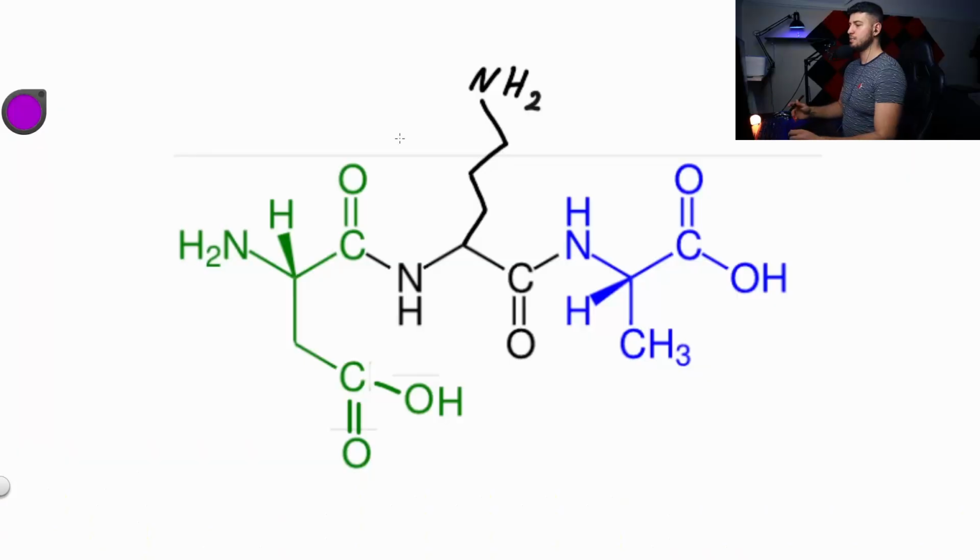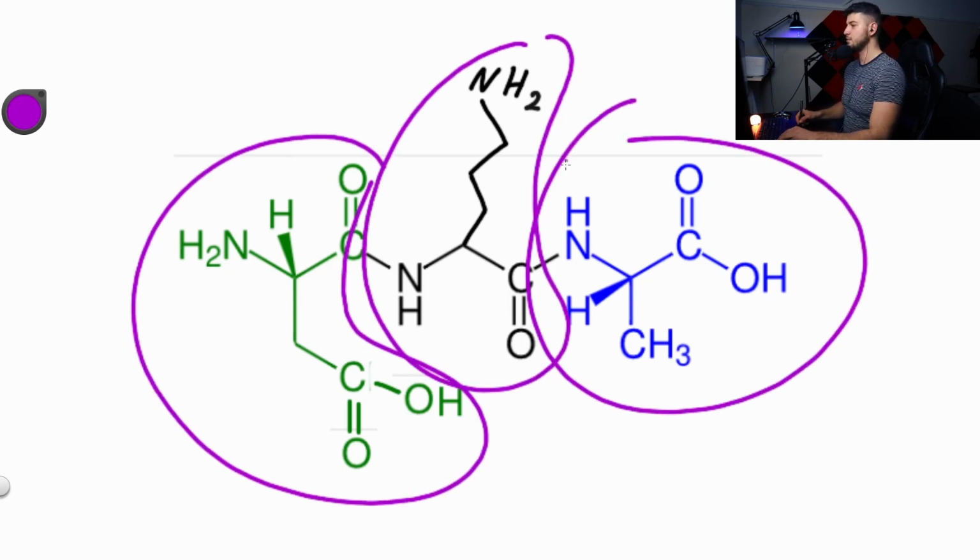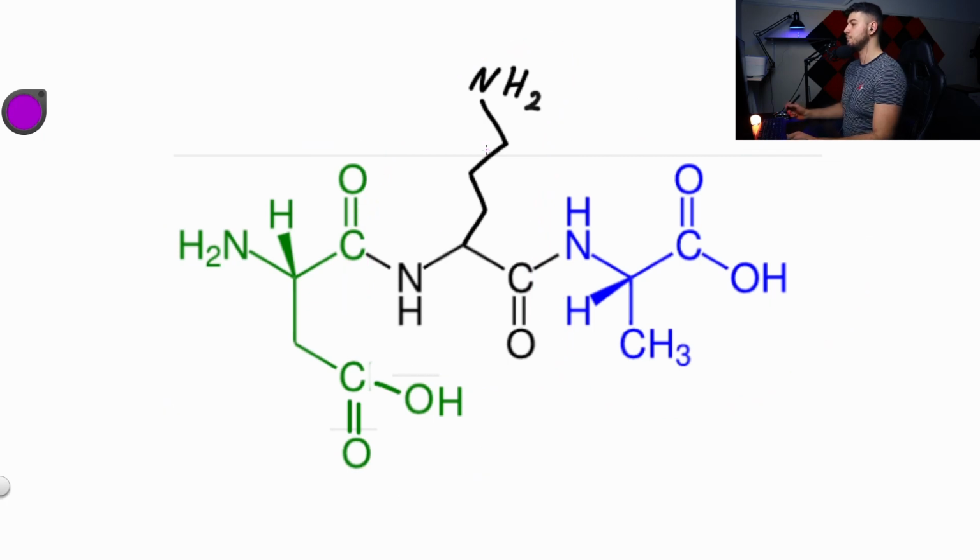Now, what happens if we have some proteins, so multiple amino acids connected together? How do we figure out the PI in this case? Let's take a look. Let's say we have a tripeptide like that. We have 1, 2, 3 amino acids: green, black, and blue.